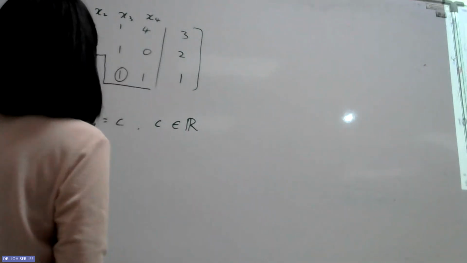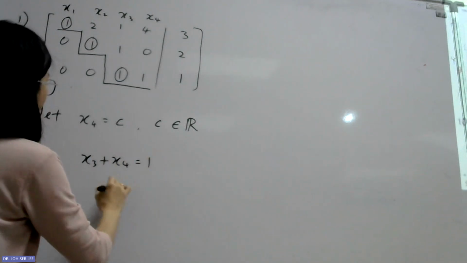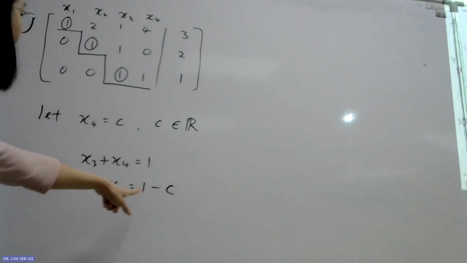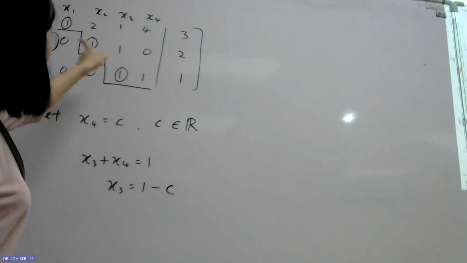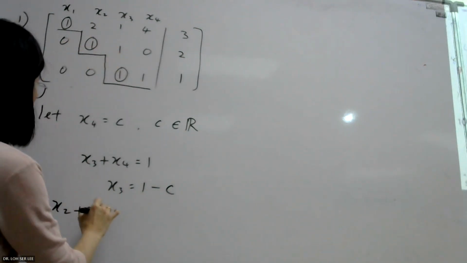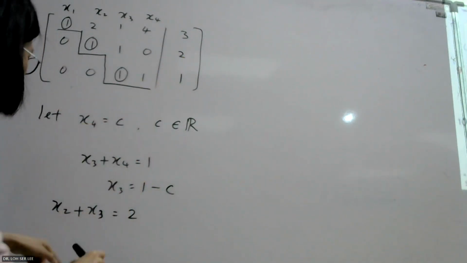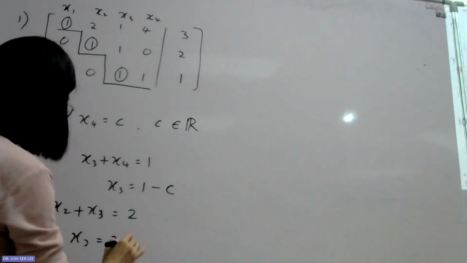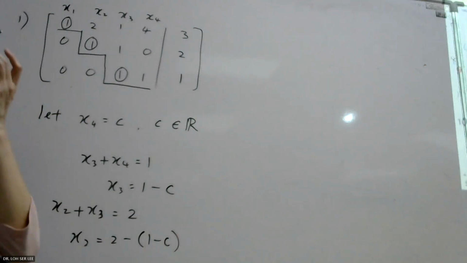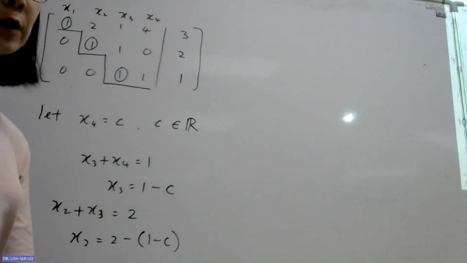So here your x3 plus x4 equals 1, so x3 is 1 minus x4. Then from the second row, you have x2 plus x3 equals 2. So we want x2: x2 is 2 minus x3. Your x3 is 1 minus c, so what do you get? 1 plus c.